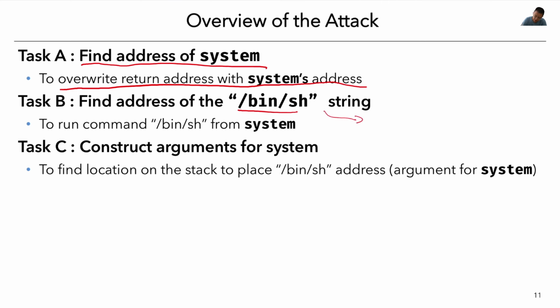This will be the argument to the system function. Now we can run /bin/sh from system. So in task C, we need to construct the argument for system. We need to find the location on the stack to place the /bin/sh.